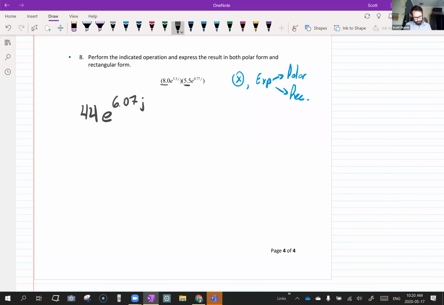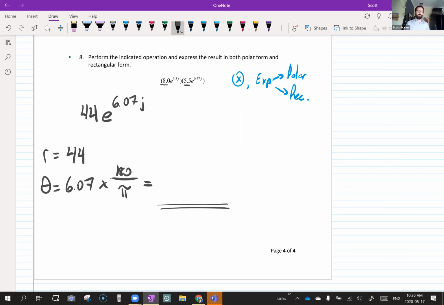To get the polar form, you already have r equals 44, and for theta, you just take 6.07 and multiply it by 180 over pi, because you're going from radians to degrees, and you get your answer. Then you convert to rectangular form. Okay? So I'm not going to do that. I want to do a couple other ones.